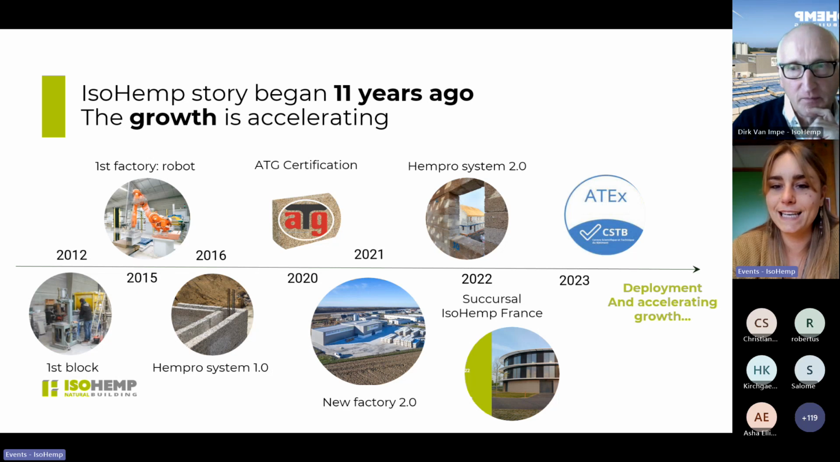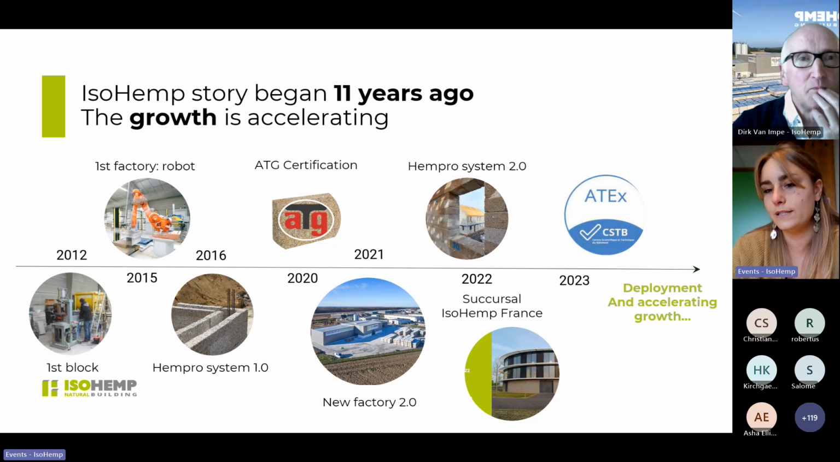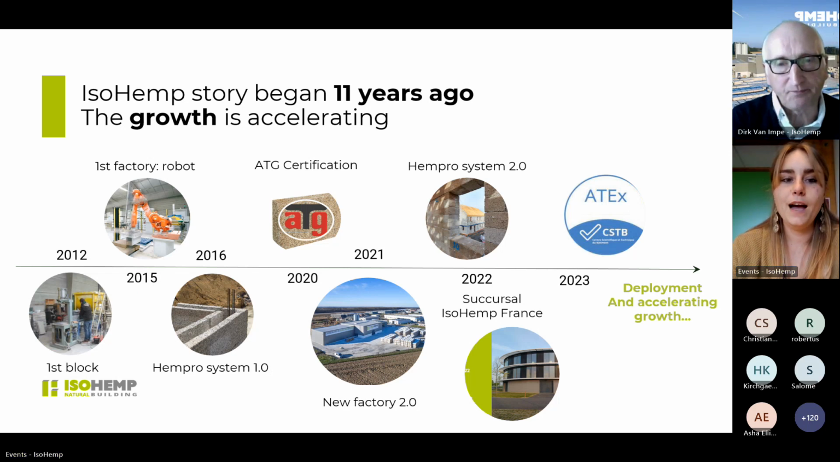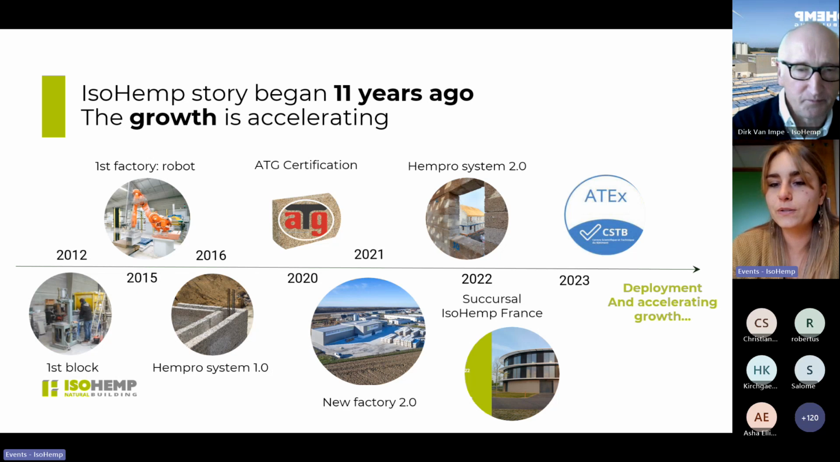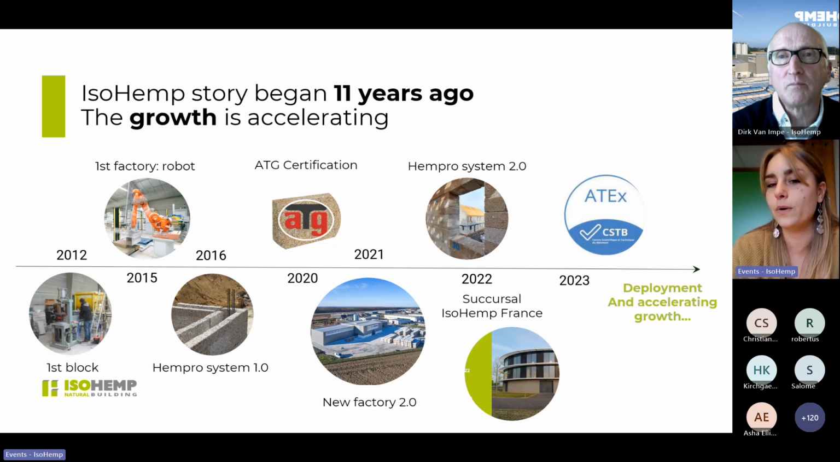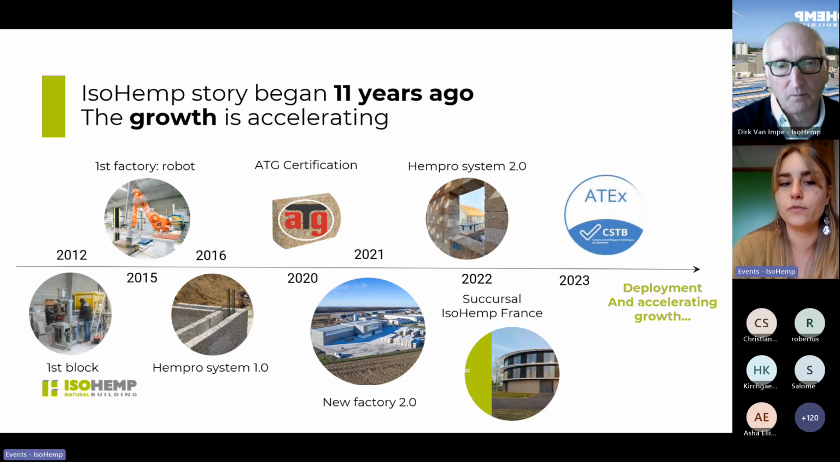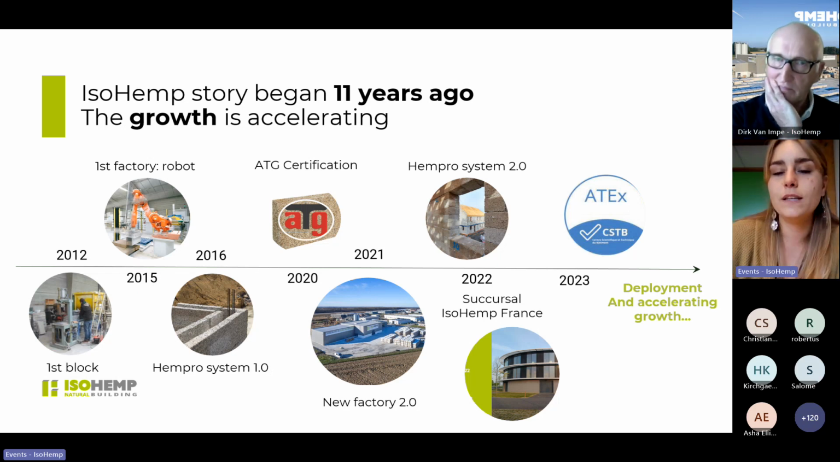In 2016, they expanded their business from just renovating to also building with hemp blocks. And they created the Hemp Pro system, which could also be applied to other systems that Dirk will explain later on. It's also very important for us because we had the ATG certificate in 2020, and this gave us the much needed technical recognition of our product, which of course gave us a lot of credibility for the sector. It's due to the technical improvement of the product.